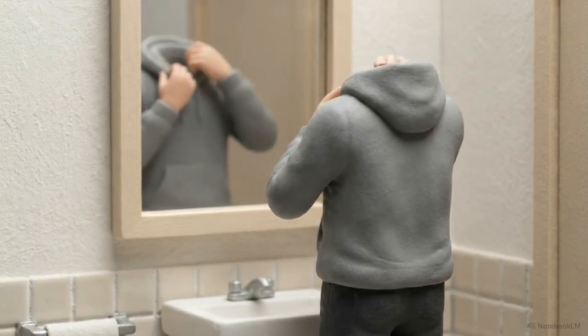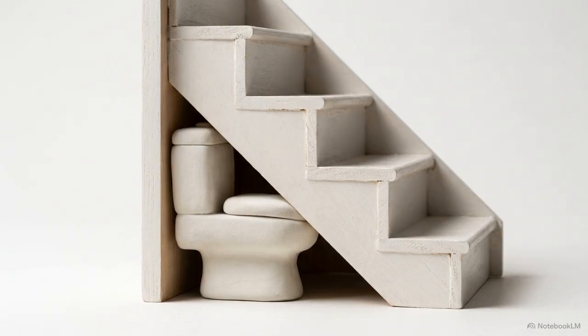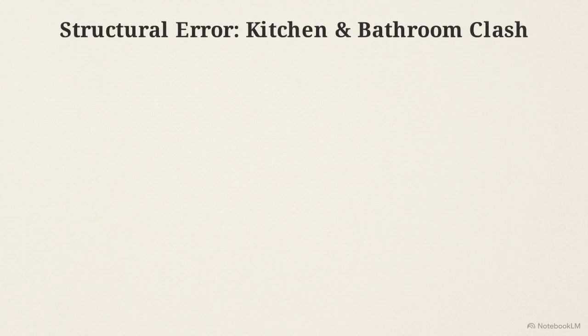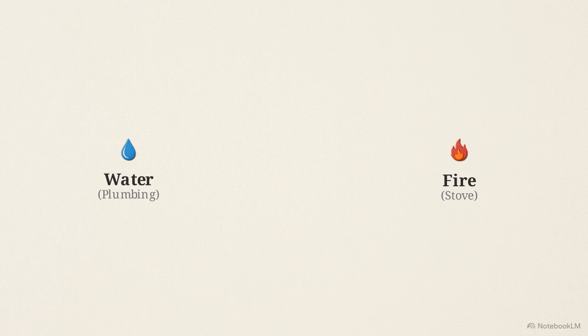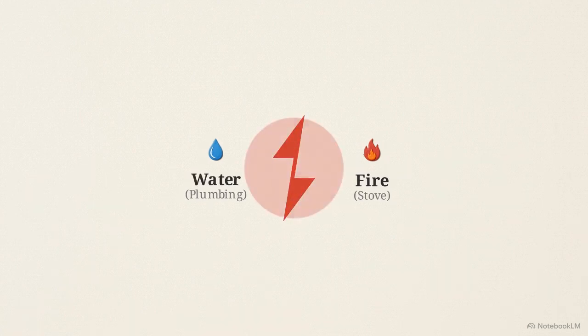Of course, dense urban living dictates certain compromises. In city apartments, you will frequently find bathrooms crammed directly underneath the staircase. You can't move the stairs, so you apply the same lighting and plant fixes we just discussed to keep the air moving. But the kitchen presents our 6th and final major error. This elemental cycle chart maps out the physics of the problem. A bathroom placed right next to a kitchen creates a direct elemental clash between the heavy water of the plumbing and the active fire of the stove.